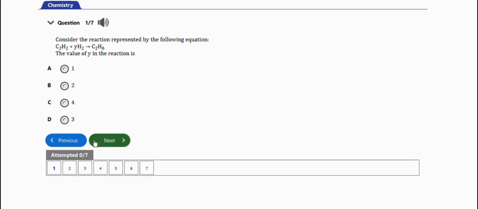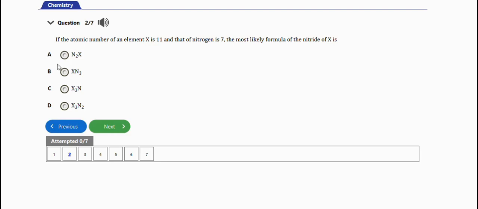The next question will be this one. It says, if the atomic number of an element X is 11 and that of nitrogen is 7, the most likely formula of the nitride of X is... So atomic number of 11 is sodium, atomic number of 7 is nitrogen. So that will give you sodium nitride.